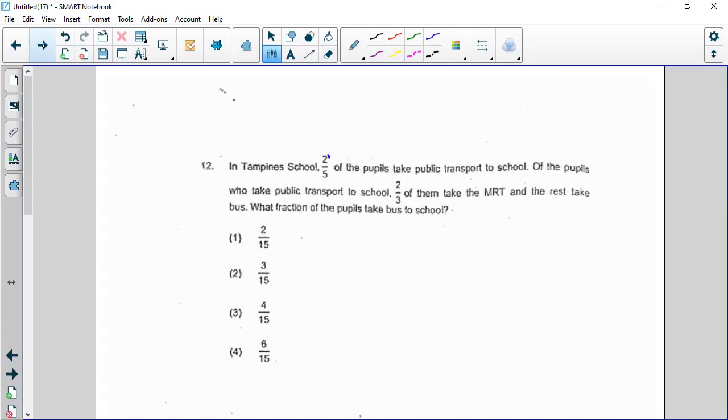In the Tampines school, 2/5. So what is this fraction talking about? It's talking generally about the pupils. 2/5 of the pupils take public transport to school. Of the pupils who take public transport to school, 2/3. Be very careful. This is language already. No more math. Nothing to do with math.